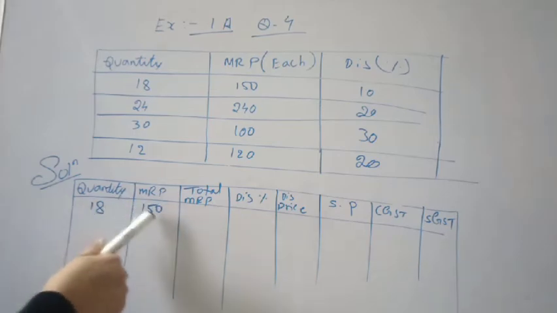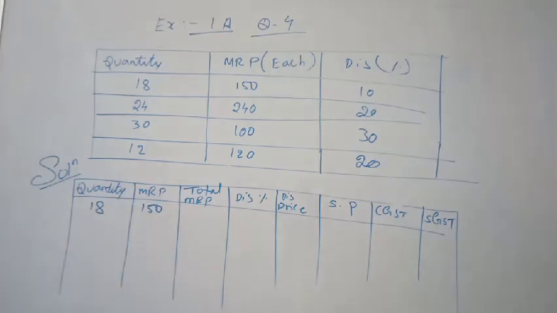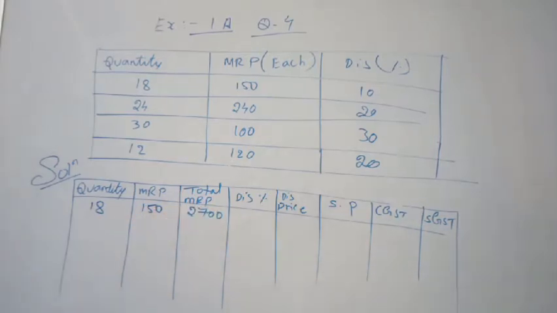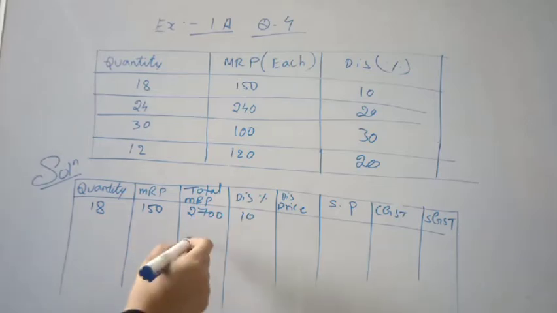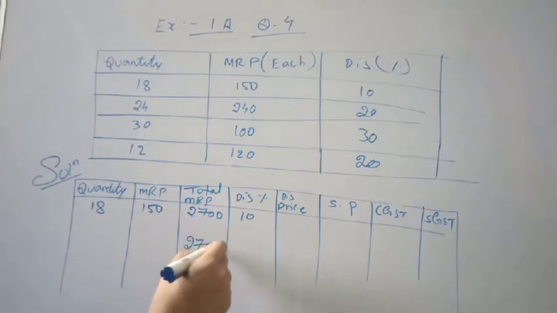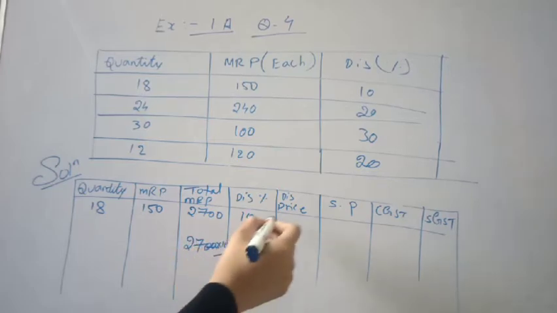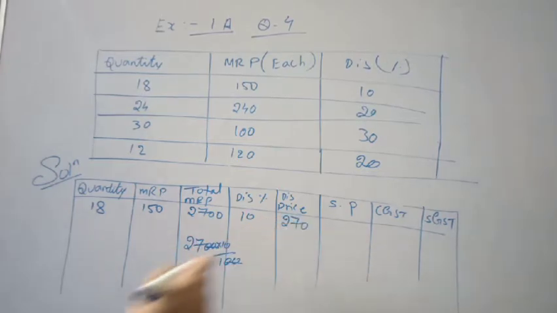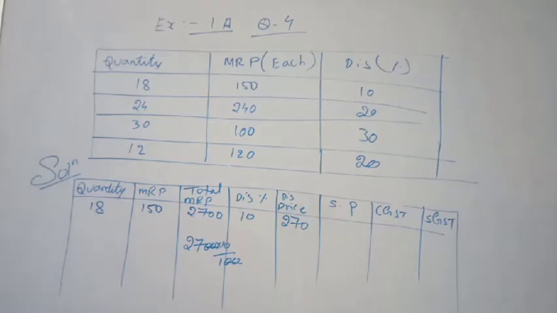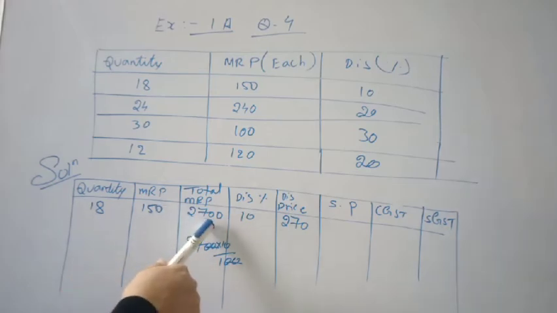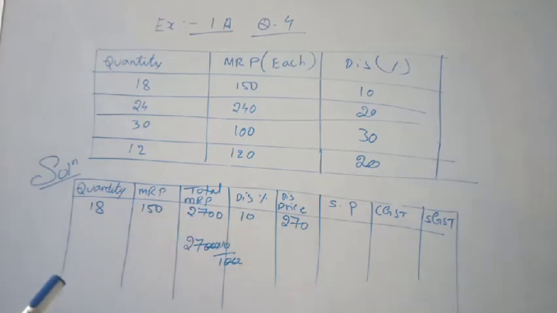So first one, the quantity is 18. Per item is 150. So 150 into 18 is equal to 2700, the total MRP of that particular item. They are giving a 10% discount on total MRP. So 2700 into 10%, that is 10 upon 100, the 0s get cancelled, so 270 is the discount.